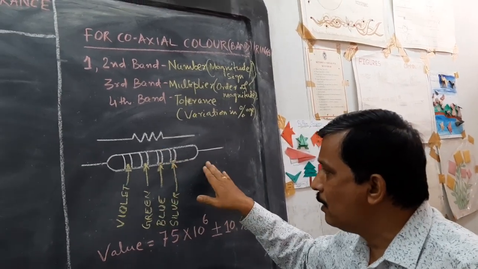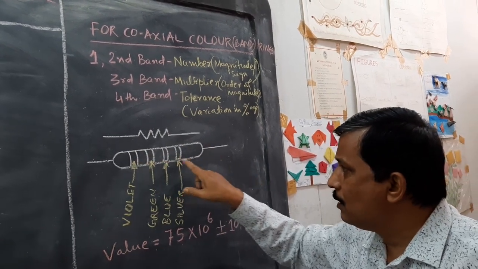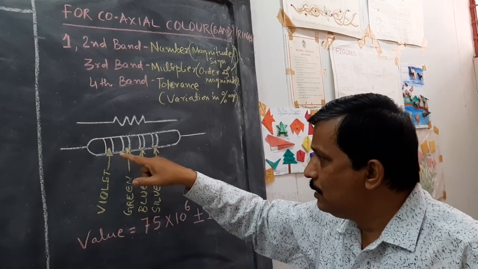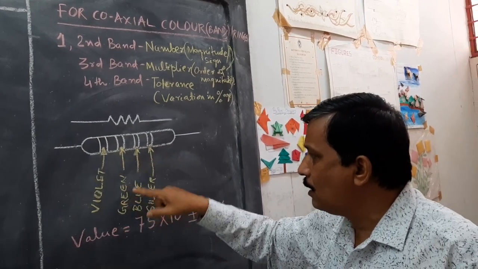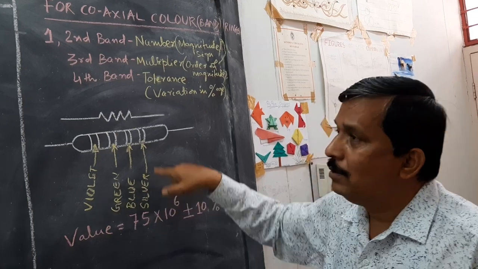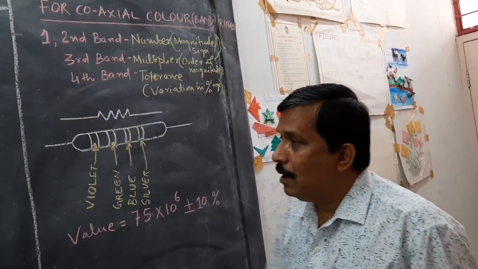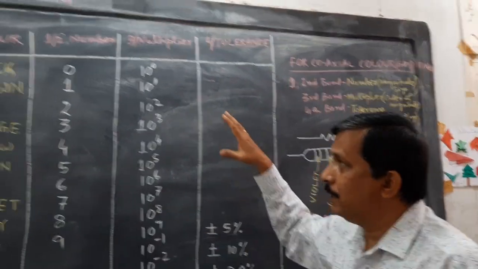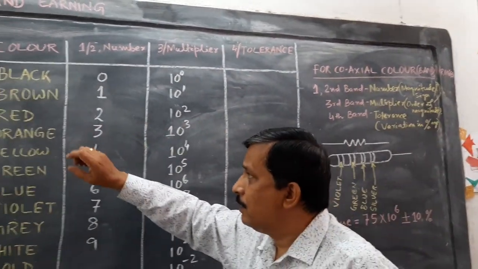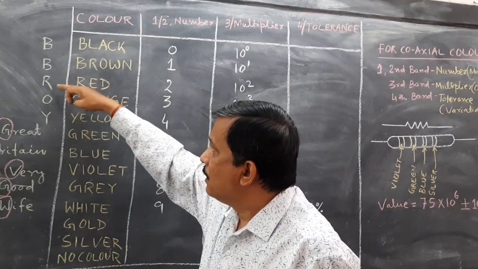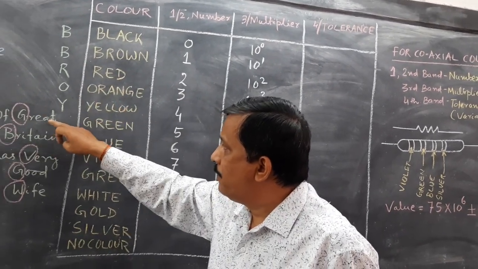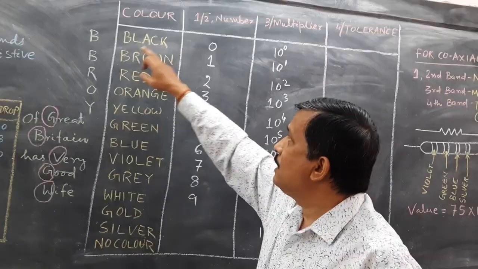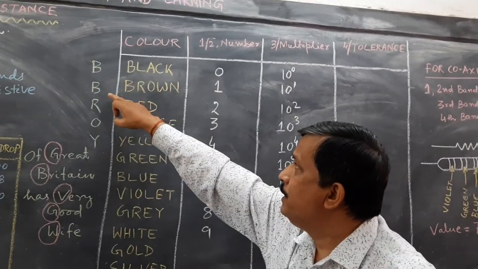So for knowing the correct value, the color resistance is colored with different bands. Suppose this is violet, green, blue, silver. How to remember this table, I am telling. First you write here B.B. Roy of Great Britain has a very good wife. Suppose B stands for black and this B stands for brown.